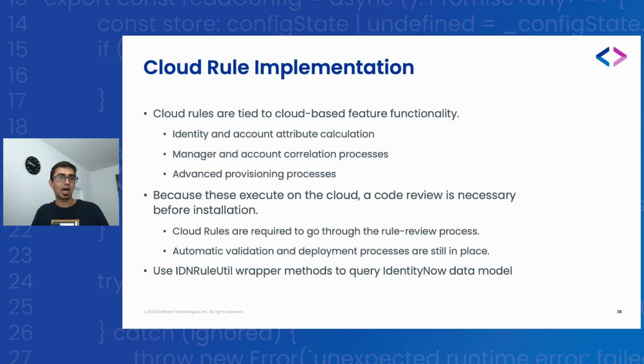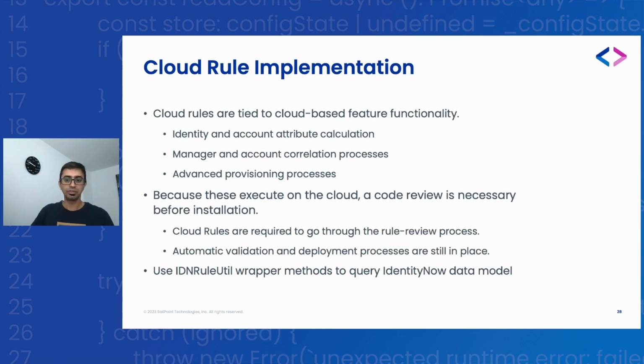The other is account attribute calculation. That would be typically during the provision of the target system, right? One example could be generation of the SAM account name during Active Directory provision, right? The other example is generation of the distinguished name during Active Directory account provision, something like that. The other examples of the cloud rules are the manager correlation, right? And account correlation.